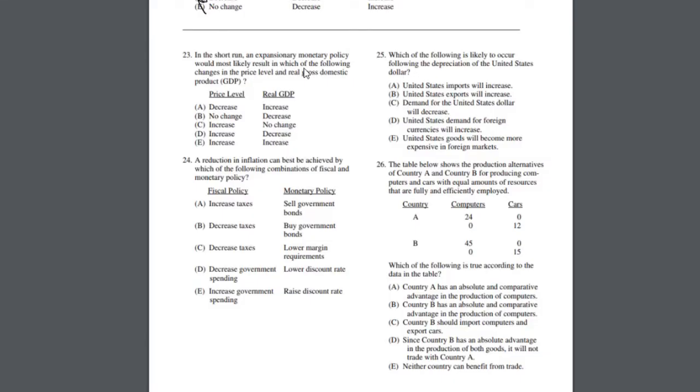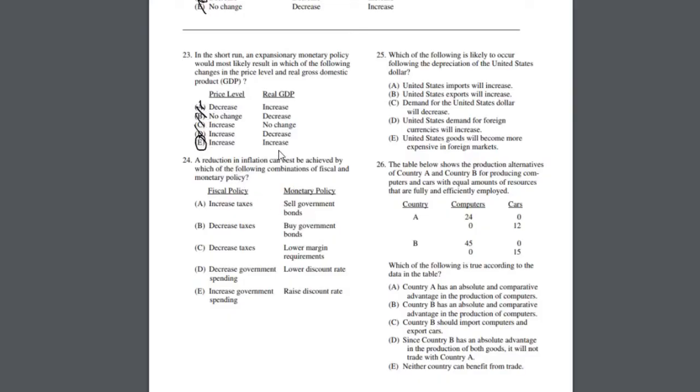In the short run, an expansionary monetary policy would most likely result in which of the following changes to the price level and real GDP. So we're in the short run. So expansionary monetary policy, you're going to increase the money supply. That's going to decrease nominal interest rates, and that's going to increase investment and potentially consumption. More so investment than consumption, but either way, it's going to increase aggregate demand. So we're looking for something that says an increase in the price level and an increase in real GDP. So let's see what that says. So this is the right one.